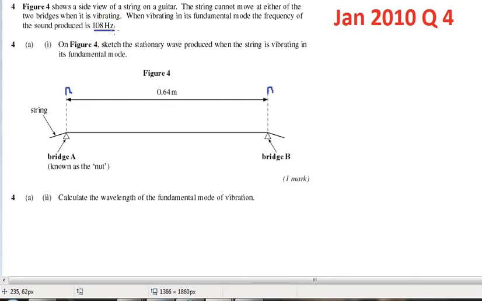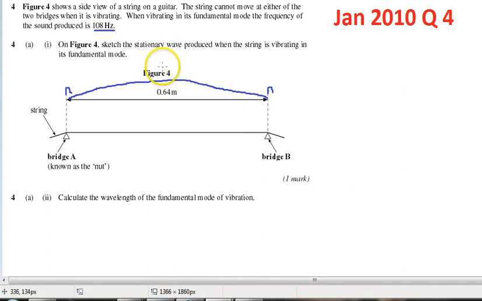Now the first question is asking you to sketch the stationary wave produced when it's vibrating in its fundamental mode. And on the fundamental mode, I know that I'm going to get a half wavelength on that string. Or in other words, I'm going to have one single antinode occurring somewhere in the middle of my string here. And so my fundamental standing wave on this string is going to look something like this. Up to an antinode, and then back down to the node.